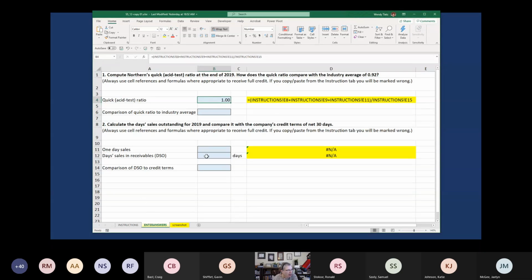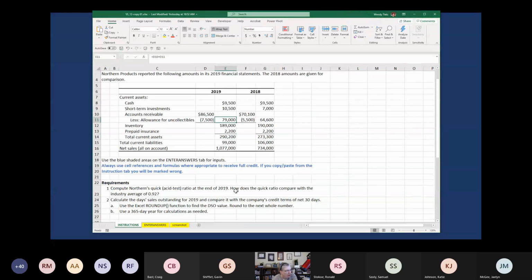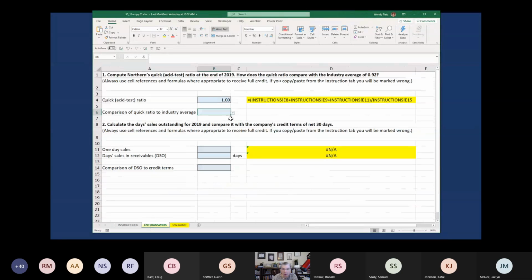Now the next one: compare the quick ratio to the industry average. We have a choice of better or worse, so let's look back at our data. The question says, how does the quick ratio compare with the industry average of 0.92? We would like the quick ratio to be higher, since higher is better. So if we're higher than the industry average of 0.92, we're going to put better there.